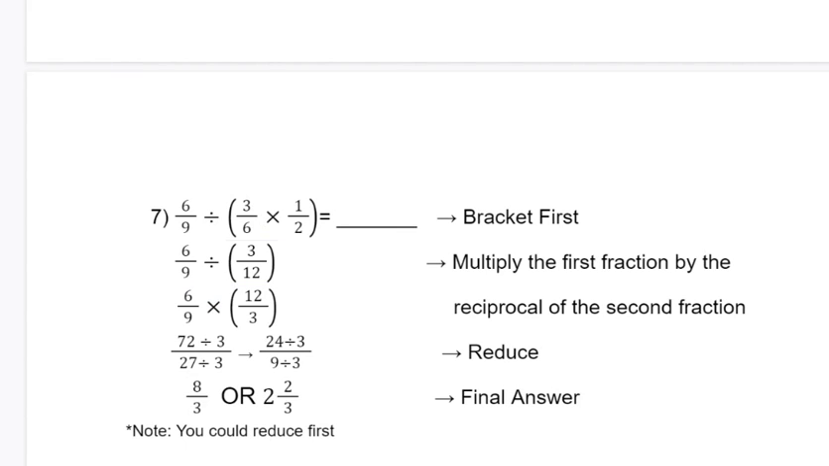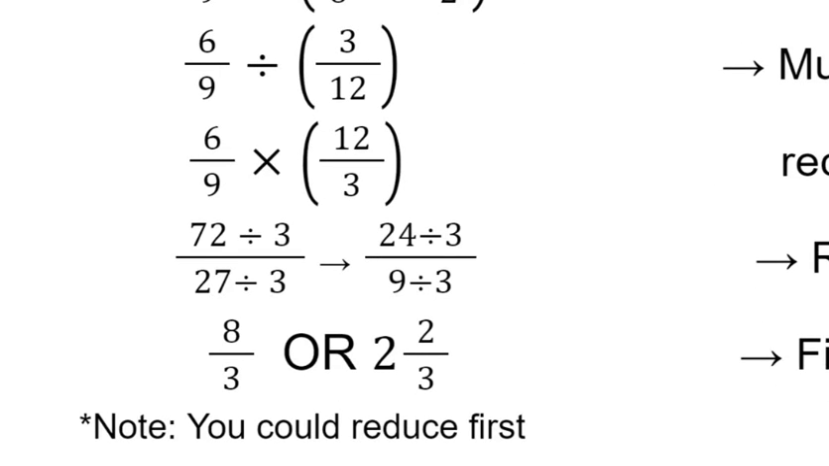So now we have 72 over 27, but to get the final answer, we want to reduce it. So how you would reduce it, like I said earlier, you could reduce first. I'm just going to reduce at the end, just so it's easier for you to see everything else with BEDMAS. But it's 72 over 27. You can see both of these numbers are divisible by 3. We talked about divisibility in one of the first few lessons. So they're both divisible by 3. 72 divided by 3 is 24, and then 27 divided by 3 is 9.